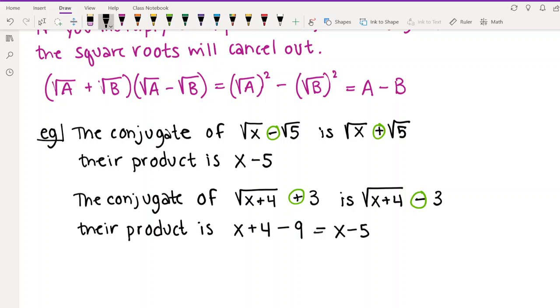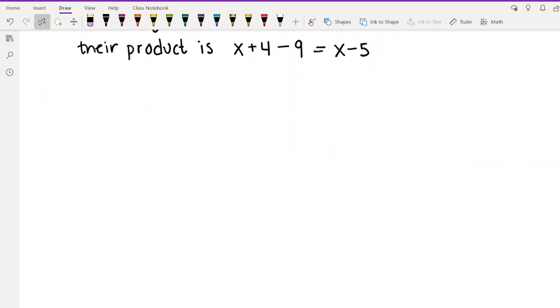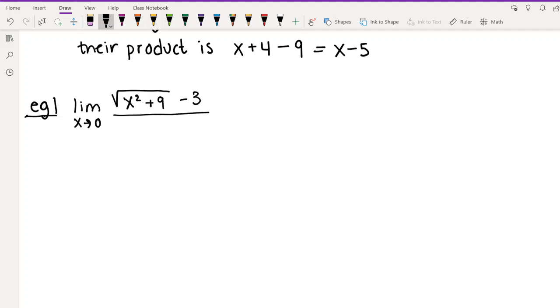Okay, so let's actually do an example now of how we can use this to evaluate a limit. Let's say we're trying to evaluate the limit as x approaches 0. This is the same problem that I wrote down earlier: square root of x squared plus 9 minus 3, all divided by x squared. First of all, I think it's worth mentioning, why do we even need to use algebraic simplification here? Well, we can't plug in 0 for x, right? We would get something that's undefined.